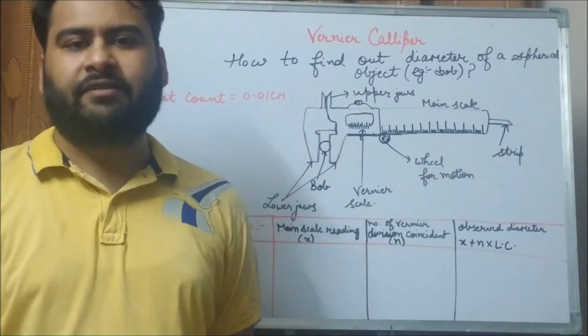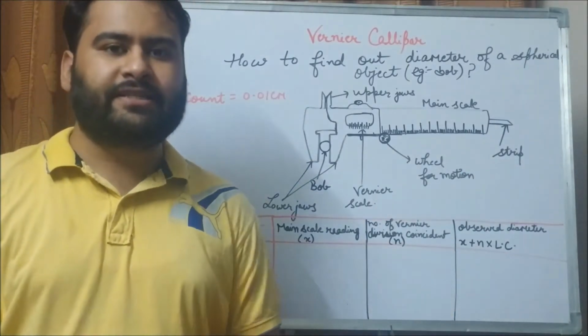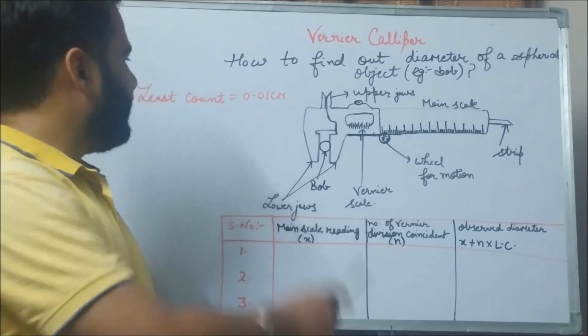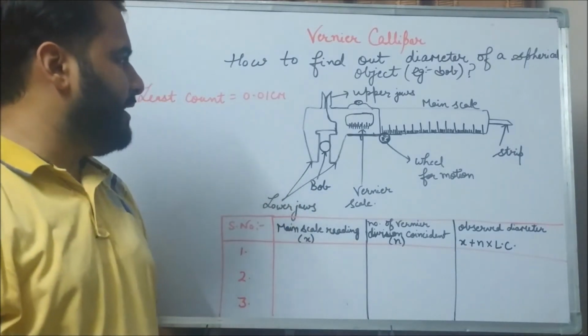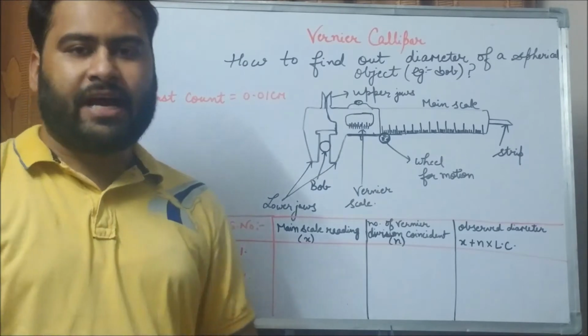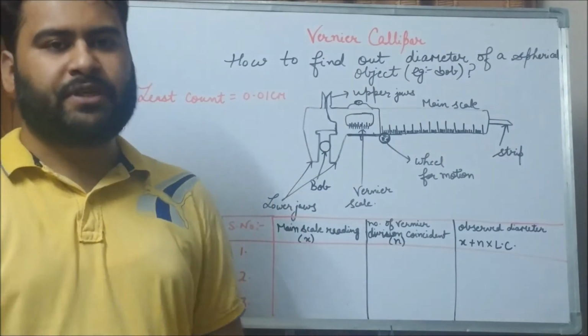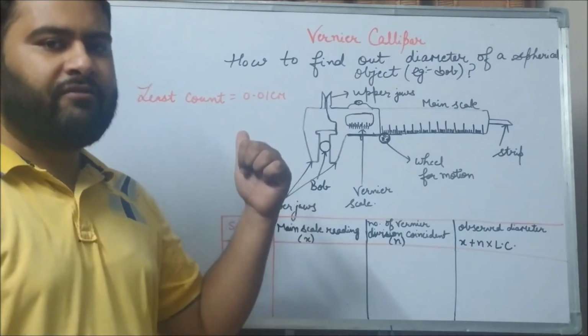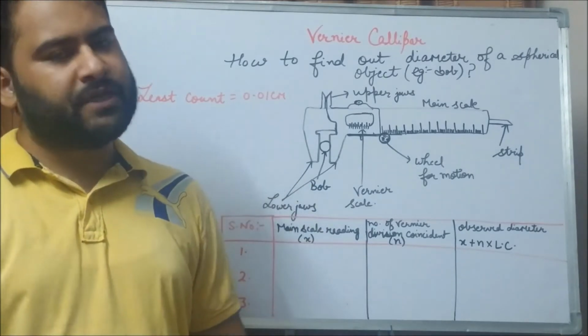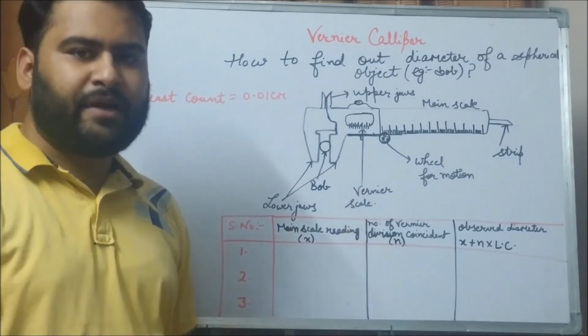Before we start using the device, we must be familiar with its least count. The least count of the vernier caliper is 0.01 centimeter. How we have calculated that, I have shown you in the previous video. The link of the previous video is in the description. If you want to see how we have calculated it, you can go to the description and click on the link. So let's start the measurement.